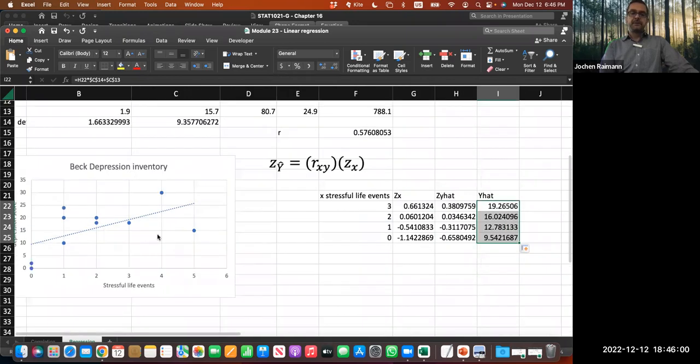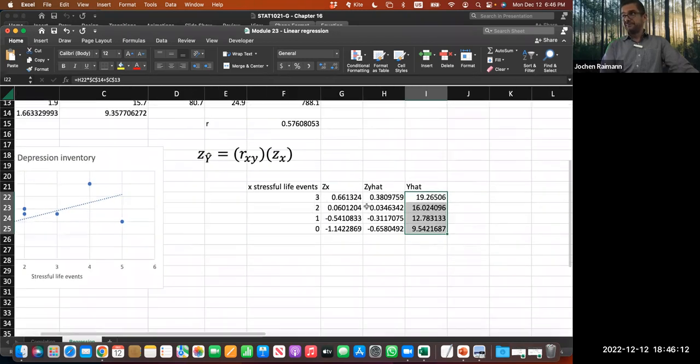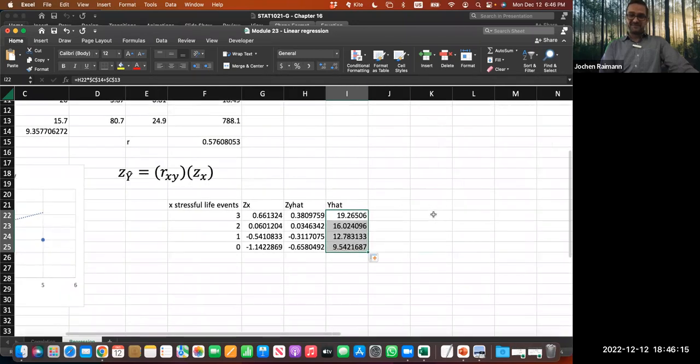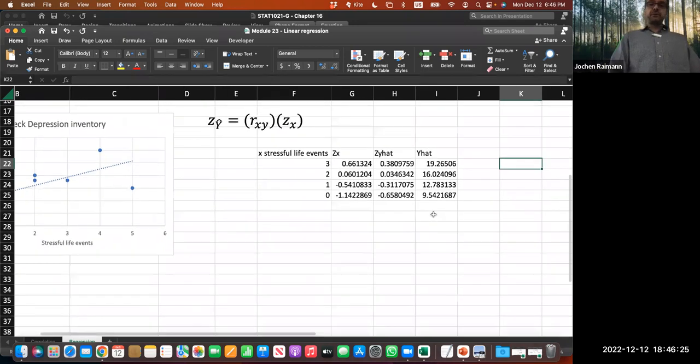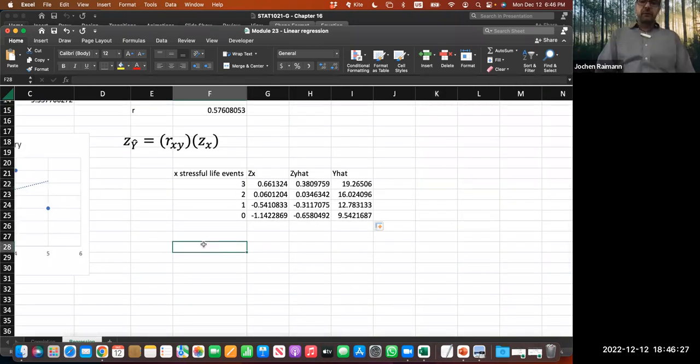Okay, simple, right? So that would be 19, 16, 12, and 9.5. Makes sense? Reasonable? And now let's go back to the definition of a slope. So we need a slope and an intercept of our function. We want a function that is essentially in the following format. It's y equals slope multiplied by any individual x plus an intercept.